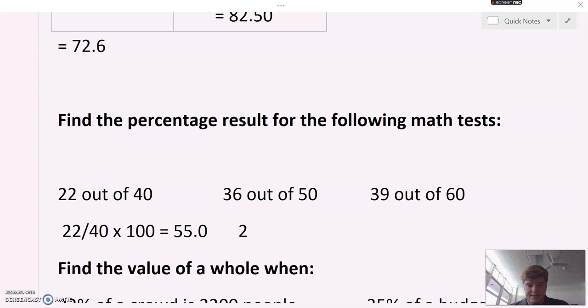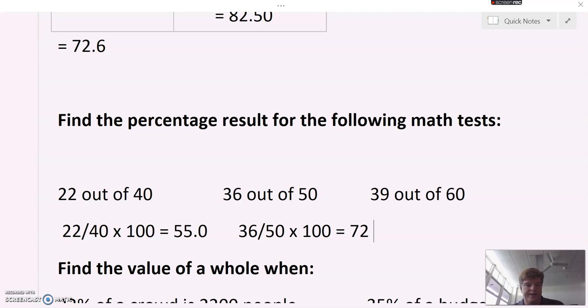Okay, 36 out of 50. Now you might be able to see that 36 out of 50, if we're looking at what it is out of 100, you're going to double that, because you double 50 to get to 100, double 36, you get 72%. I reckon it should be 72%, but let's do the sum. They got 36 out of 50. To make it a percentage, we multiply by 100. And what do we get?